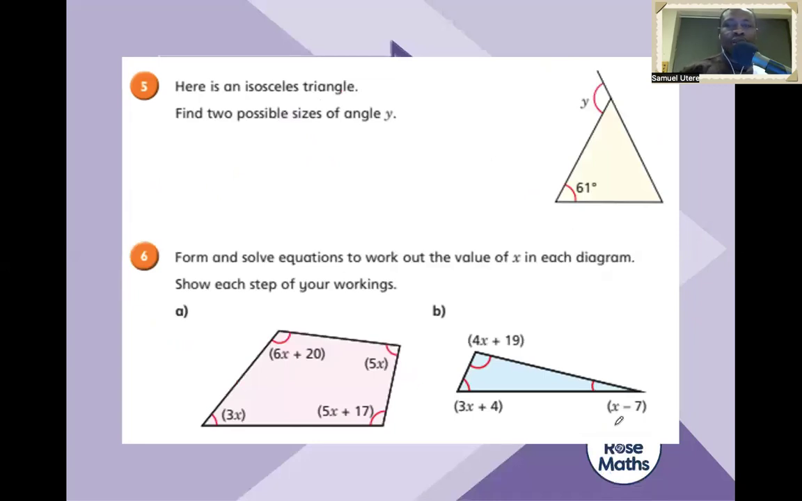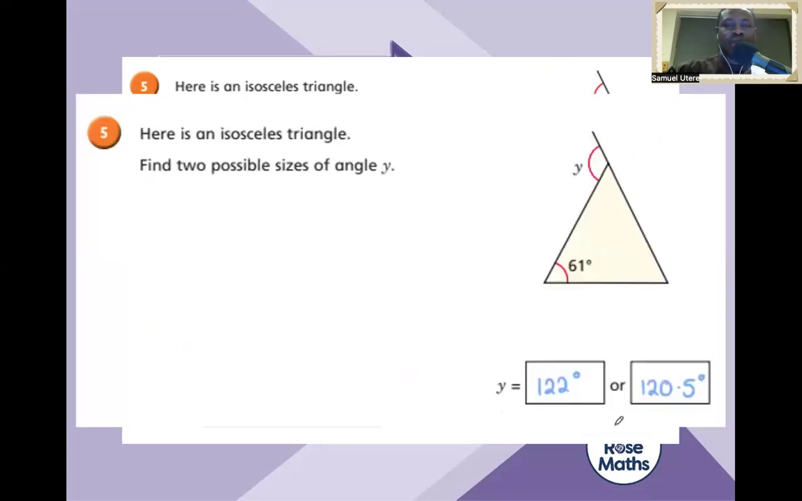Pause the video and answer questions 5 and 6 in 4 minutes. Assuming you've paused the video and you've answered questions 5 and 6, here are the answers. Let's discuss them. For question 5, you know that this is 61 degrees. So you've been told that this is an isosceles triangle. So if it's an isosceles triangle, it means this angle is 61 degrees.